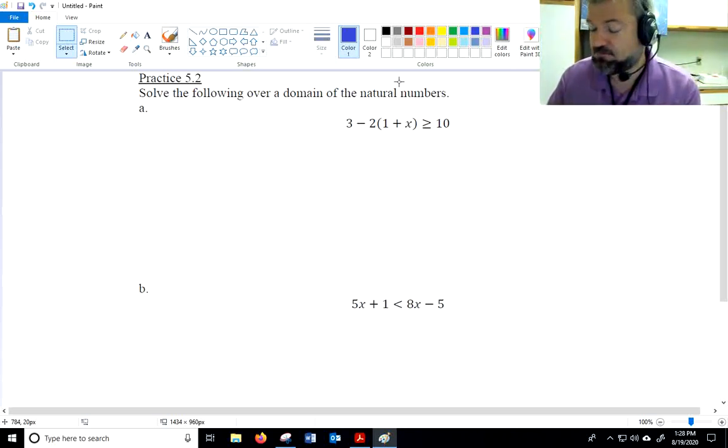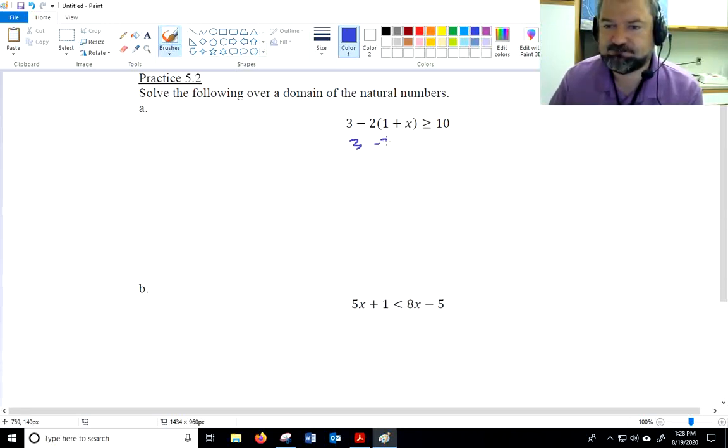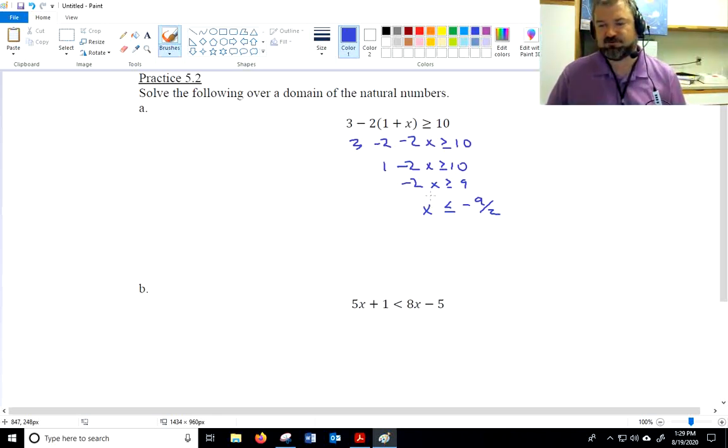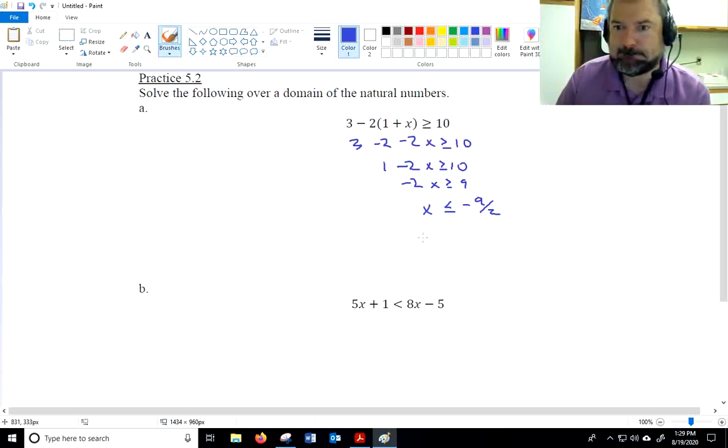Okay, so hopefully you had some success. Let's see what we can do here. I would distribute the negative 2. That becomes 1 minus 2x is greater than or equal to 10. Subtract 1, and I get 9. I'll divide both sides by negative 2, and I get x is less than or equal to negative 9 over 2. So what natural numbers are less than negative 9 over 2? Well, there aren't any. No solution. All the natural numbers are positive. They're certainly not less than some negative number, right? Well, okay, moving on. Let's try this next one.